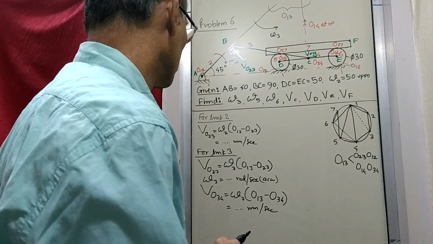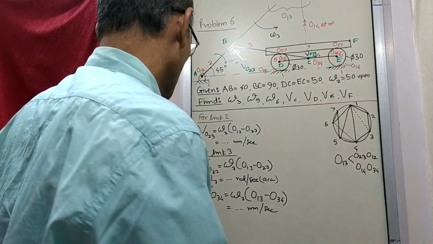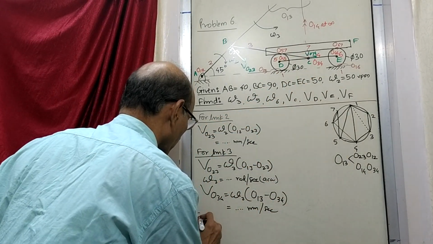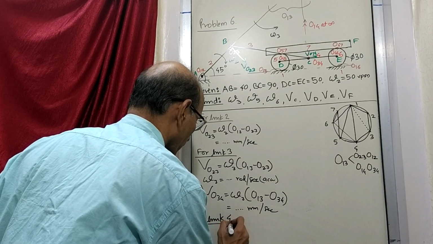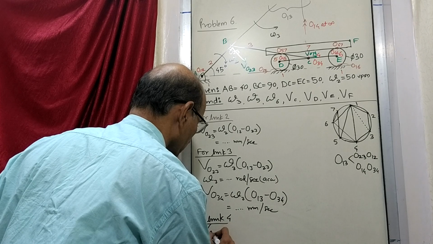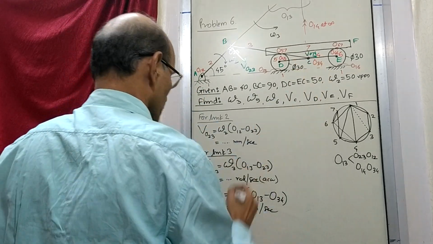Velocity of O34. Now 3,4 is a point on 3 also and 4 also. So we now say for link 4, velocity of O34 is equal to velocity of point C.